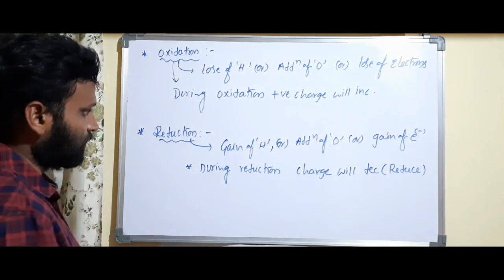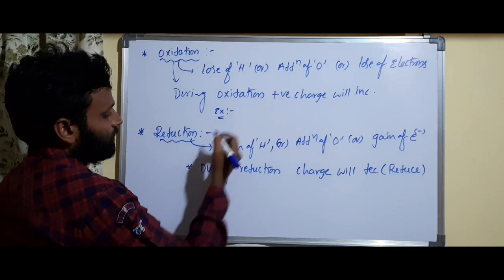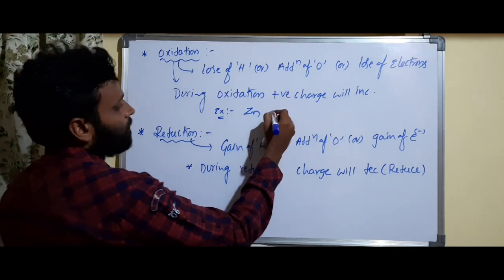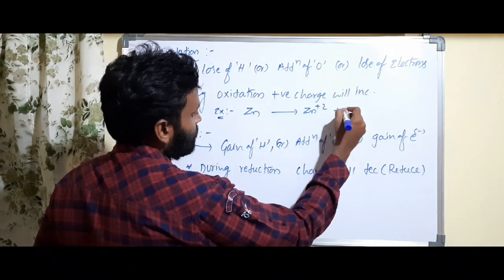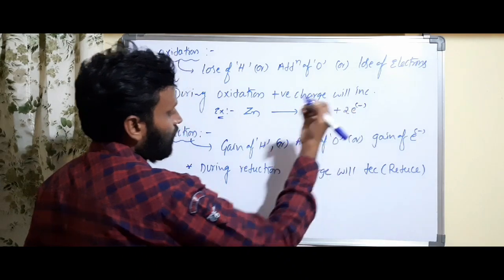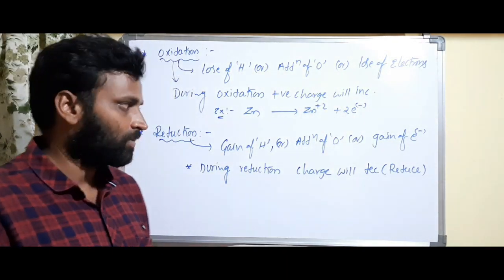So this is about oxidation and reduction. Now I will give an example for oxidation and reduction. See this: zinc is converted to Zn2+ plus 2 electrons. What happened here? Did oxidation happen or reduction happen? Tell me.